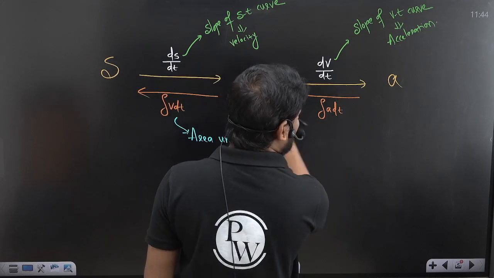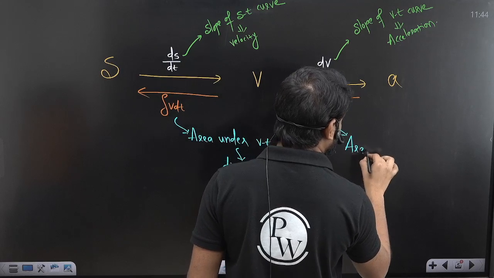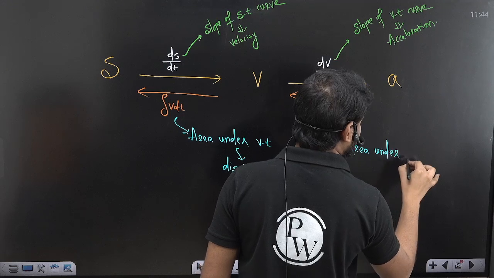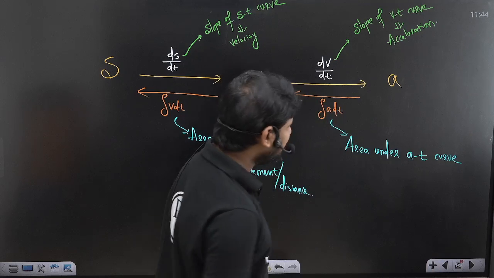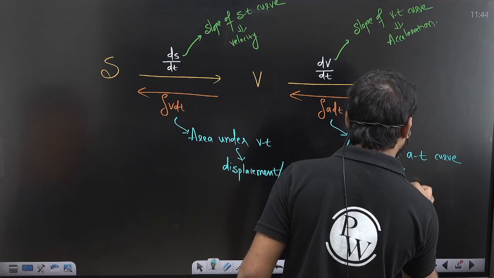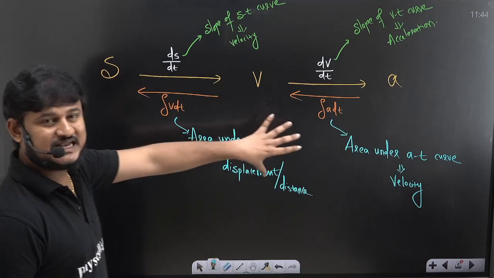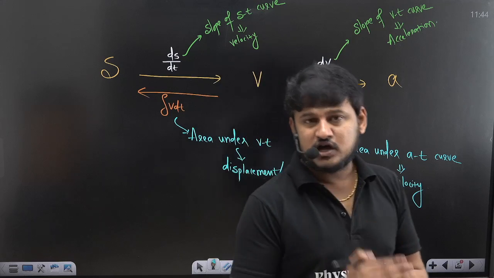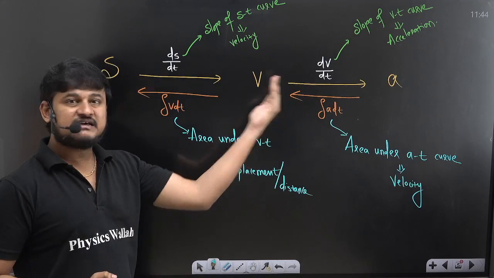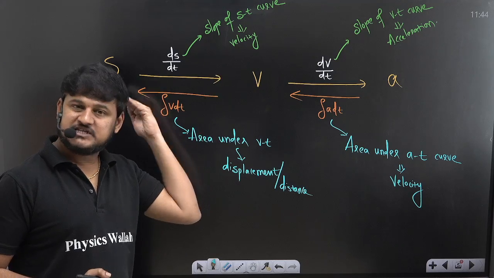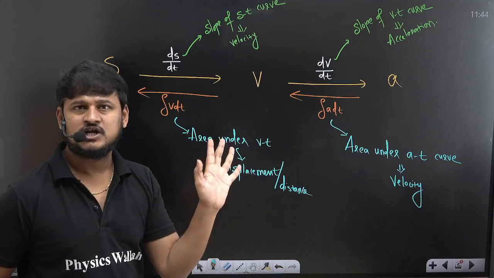And then what is the integration of a dt? The area under the at curve, the area under the acceleration time graph, results in the velocity. Clear? So what differentiation is, what integration is, and how we get velocity from displacement, acceleration from velocity, velocity from acceleration, and displacement from velocity or acceleration. These terms are clear, so no doubt here.